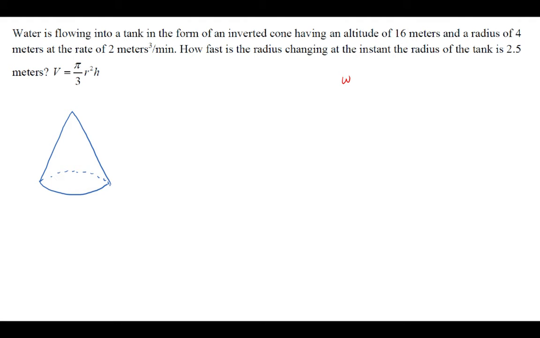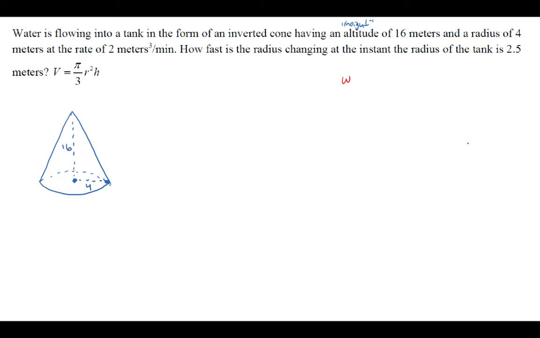So that's an inverted cone. This inverted cone has an altitude of 16 meters. Altitude is referring to the height. It's the vertical height from the center of the cone to the top. It is not the slanted part. That would be called the slant height. So altitude is 16 meters and a radius of 4 meters. The radius would be from the center out to here. So that's 4 and that's 16.